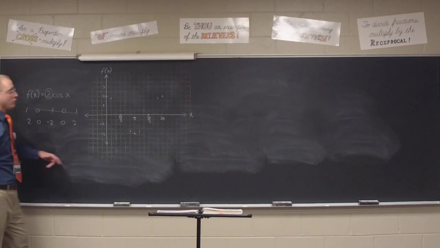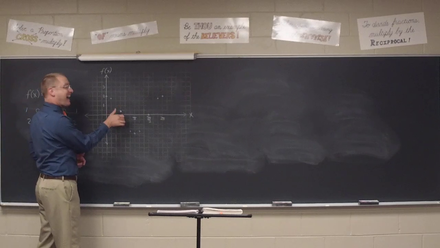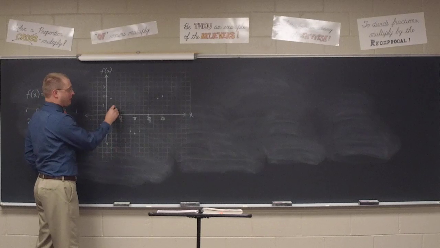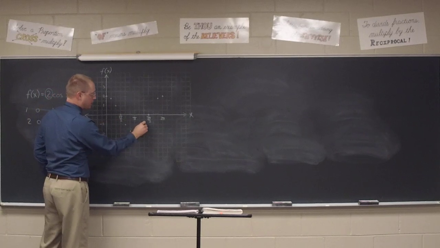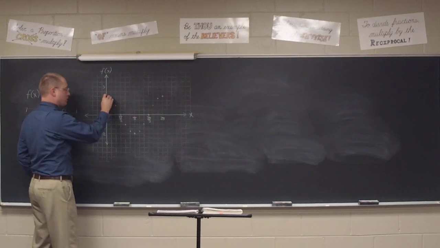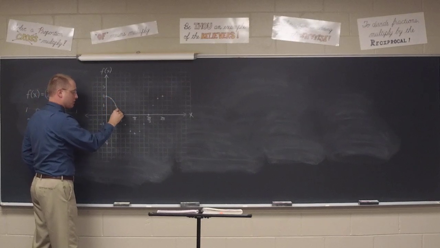And then also you normally have near the zeros, you'd have half and negative half. But when you double that, it's 1 and negative 1. You can plot those points as well, and you'll just connect the points with a smooth, continuous curve.